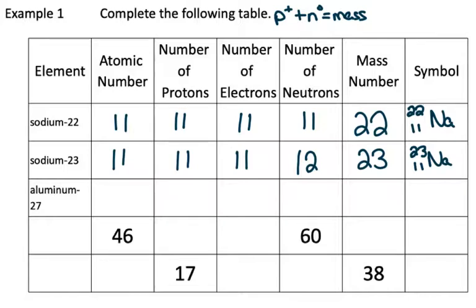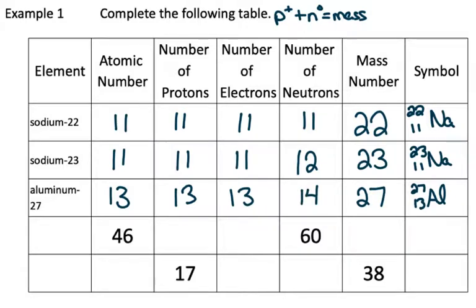Next we have aluminum 27. That 27 tells us the mass. Aluminum, looking at the periodic table, has an atomic number of 13. That tells us that the symbol is 27 13 Al. Because we have an atomic number of 13, we also have 13 protons and 13 electrons. And to get to a mass number of 27, we need 14 neutrons to pair with those protons.